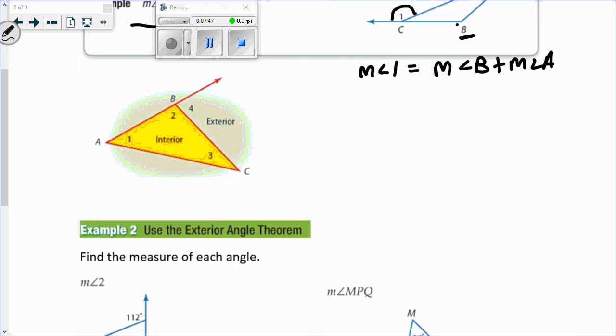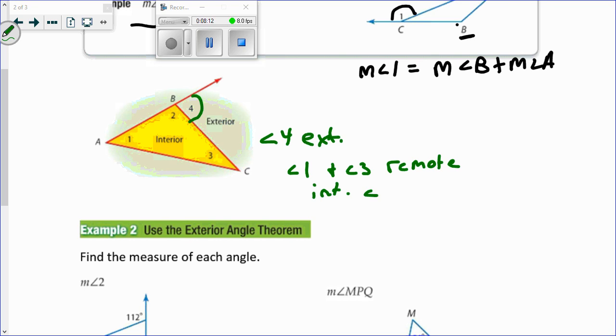Before we do that, though, let's look here. This example. So 4 here would be the exterior angle. The remote interior angles, so angle 4 is the exterior angle. Angle 1 and angle 3 are remote interior angles.